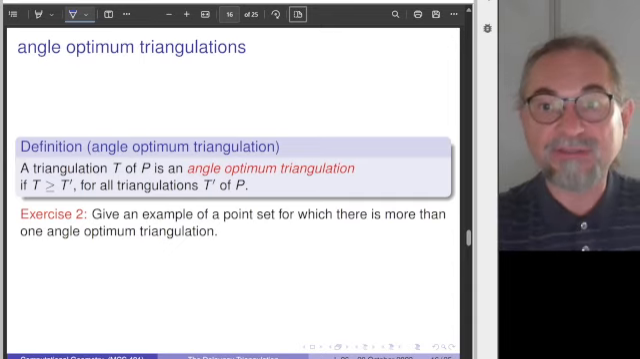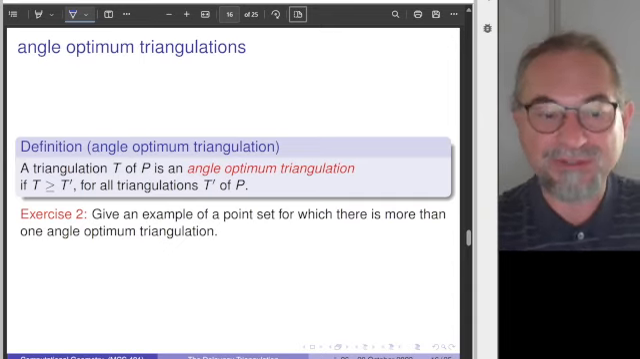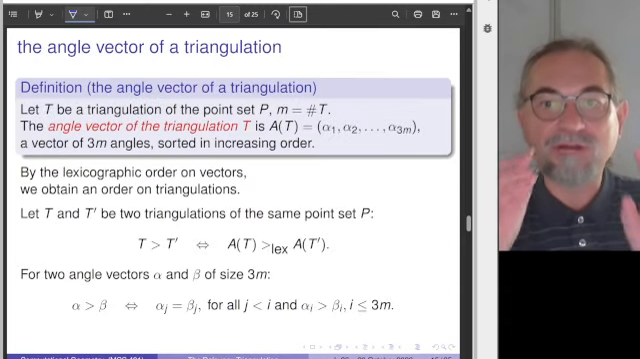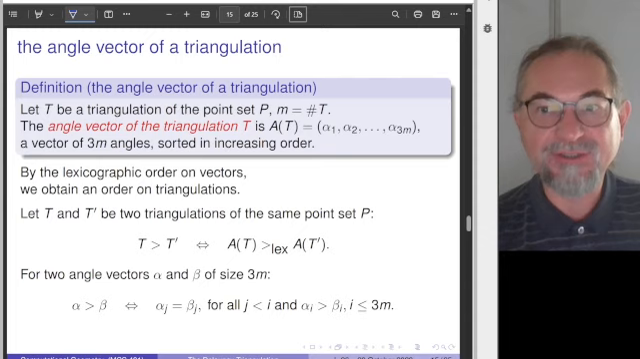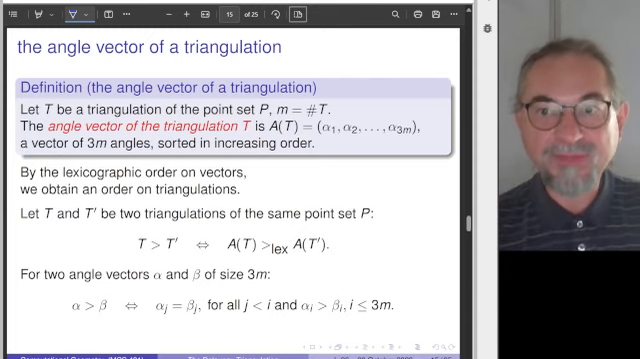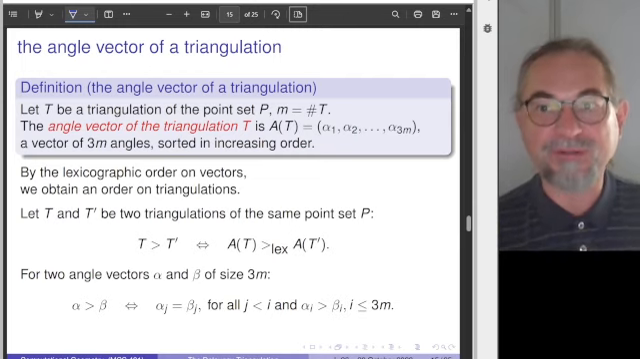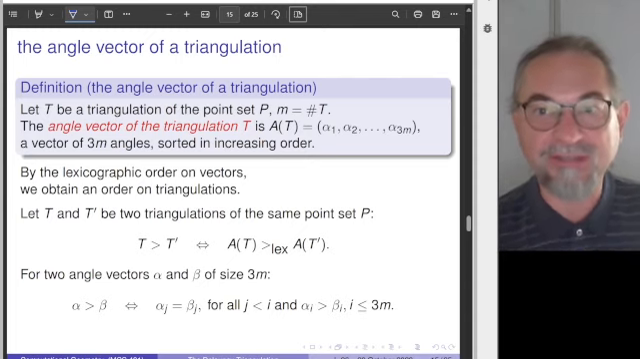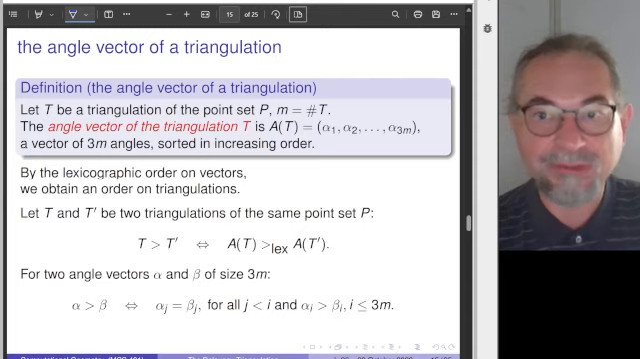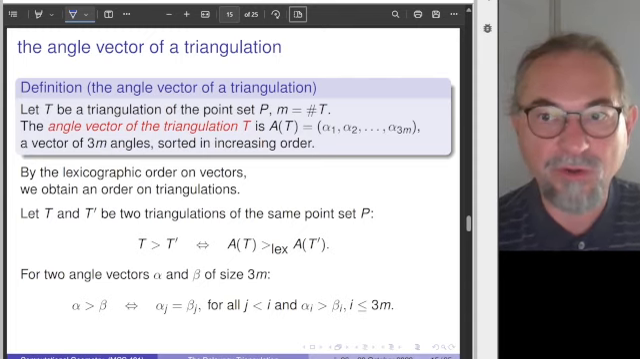Notice that's an important consequence as well. Why is this well defined? Well, the m is fixed. Once you fix your point set, the size of the triangulation is fixed. It's difficult to compare vectors of different sizes, but we always have the same size. That's an important thing. That was the reason why the previous theorem was really a theorem. So it's something that we have to remember: we have the well-definedness of this angle vector.